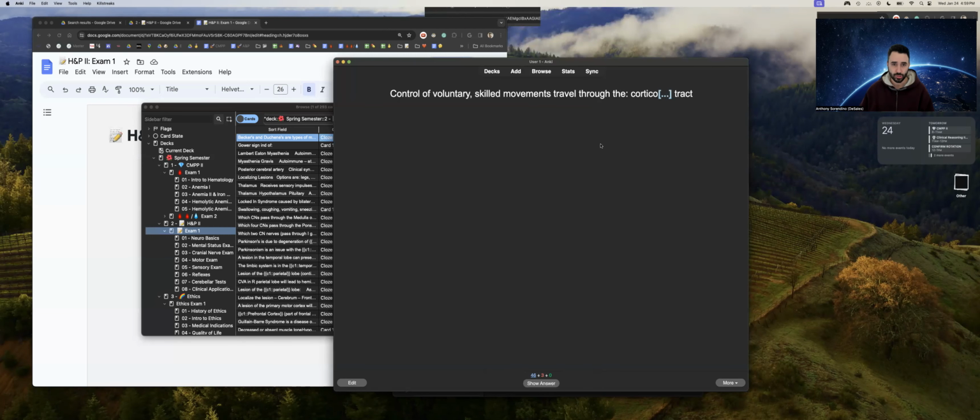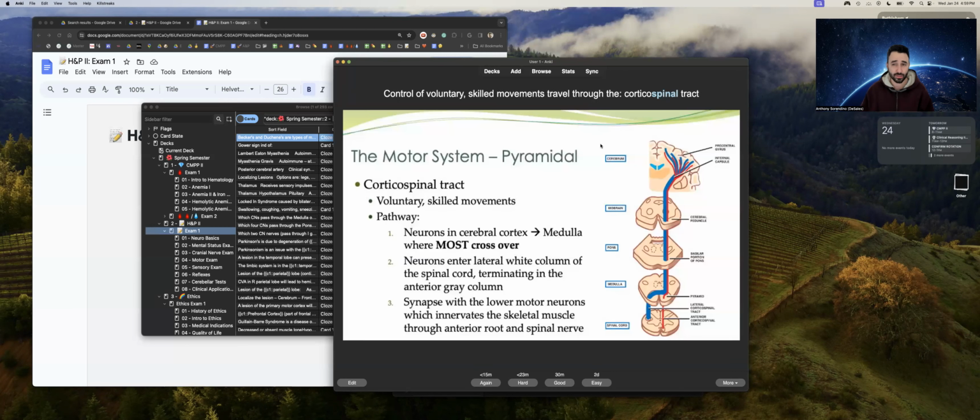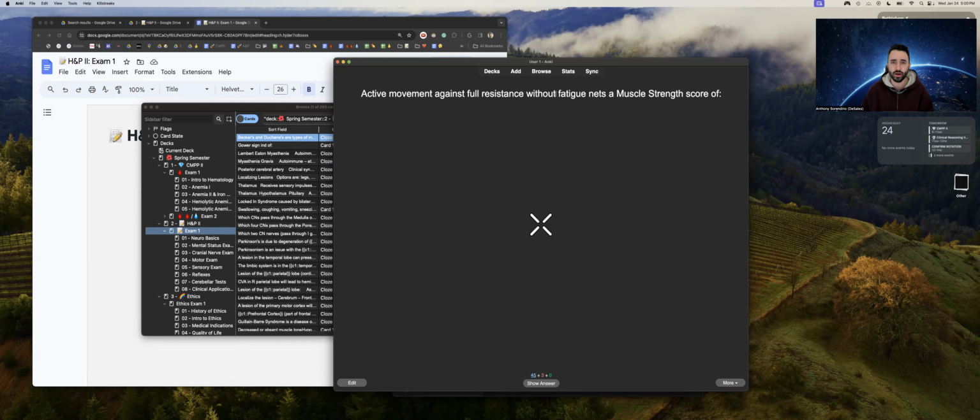All right. Control of voluntary skilled movements travels through the corticospinal tract. Voluntary and skilled, corticospinal. Okay. This is something I'm experimenting with this semester. Rather than have me recall the full word, just give me half of the answer. I think as long as I'm recalling part of it, I'll remember all of it. So voluntary skilled movements are going to be corticospinal. Pathway neurons and cerebral cortex. We'll keep this binary. That's all I want to know for now.